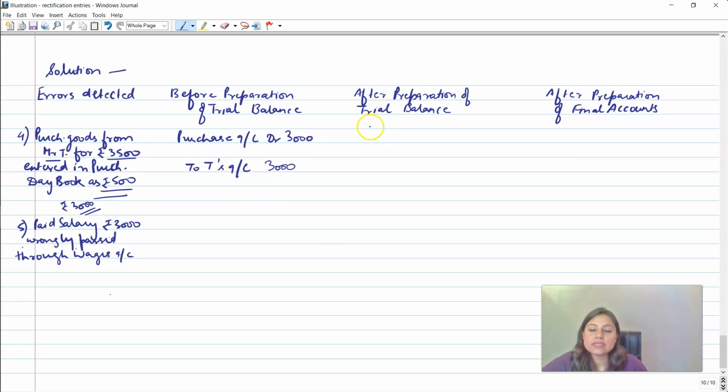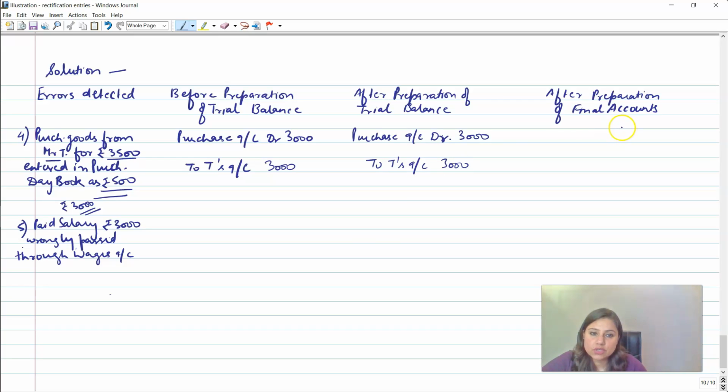So likewise in the case of preparation of trial balance also, since we know the double impact and this is a double-sided error, the entry passed would be the same, that is purchase account is to be debited, which is with the amount 3000 to T's account.